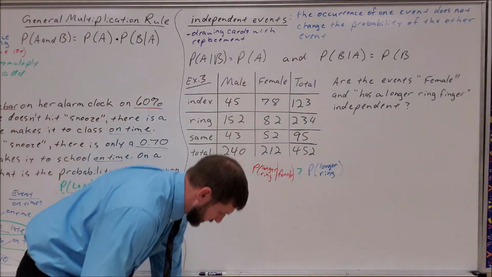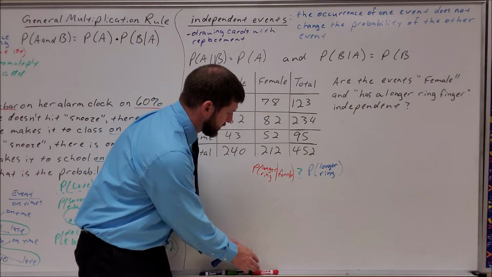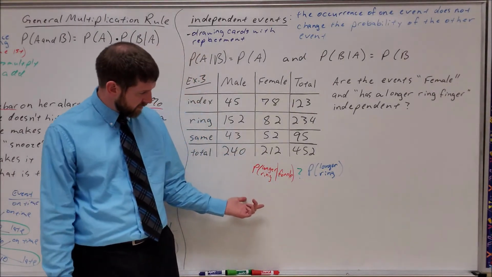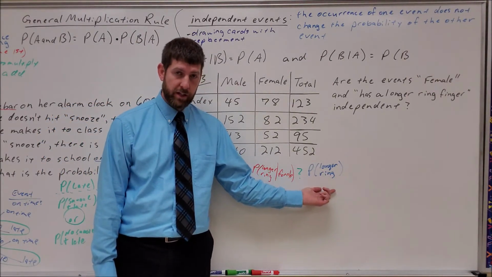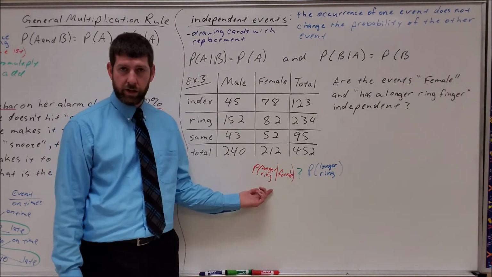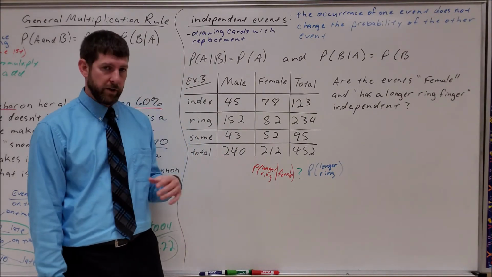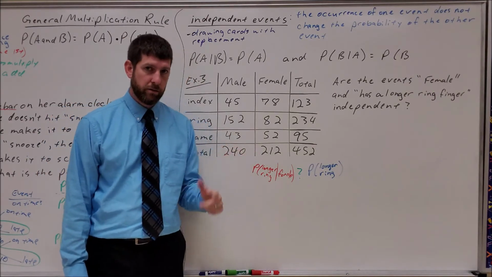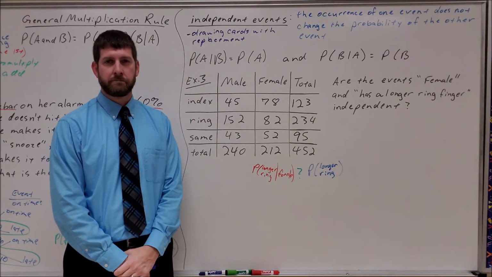So I'm actually going to pause here, and I want you guys to calculate those two probabilities. Calculate the probability of getting a longer ring finger, and calculate the probability of getting a longer ring finger, assuming that you are female. So pause it here, and I'll wait for you guys to work those two problems out.